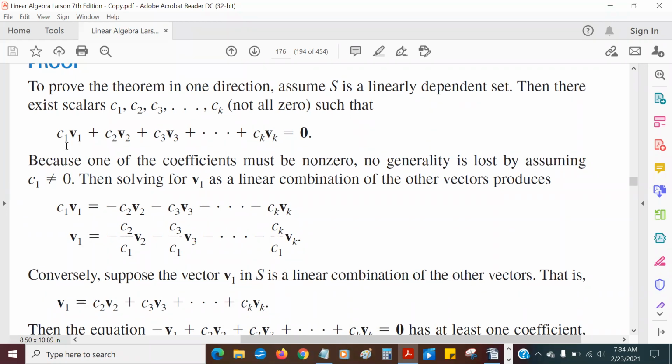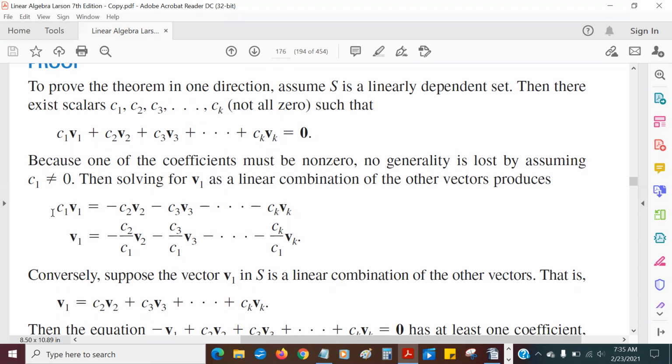So we're going to assume that C1 V1 plus and so on equals 0. Let's bring everything over to the other side. So I have C1 V1 equals -C2 V2, -C3 V3, dot dot dot, -CK VK. Now divide everything by C1. How do you know C1 does not equal 0?